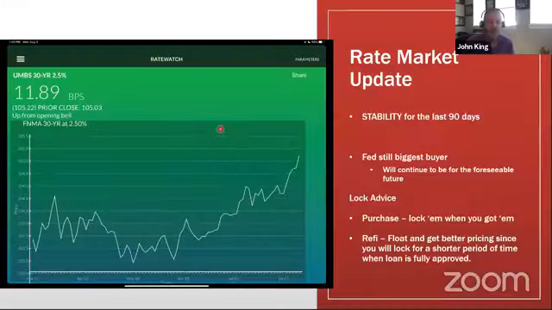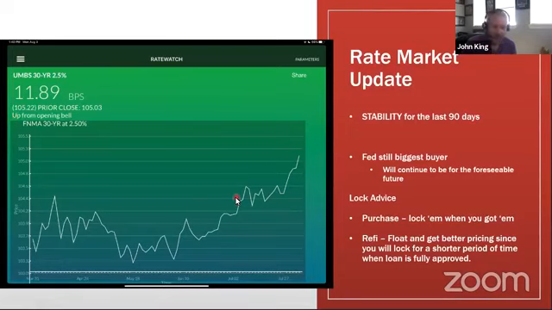So first of all, interest rates today. Every week I show you the same thing. It is the exact same chart. This shows you the back end of mortgage rates. This is the value of a mortgage bond, or in other words, our cost of doing business.